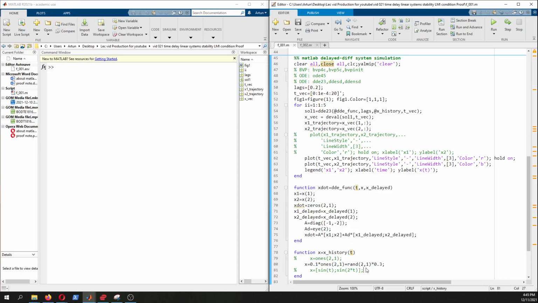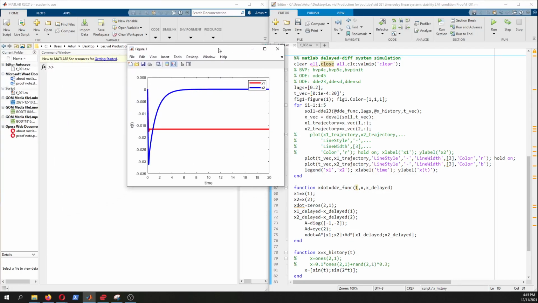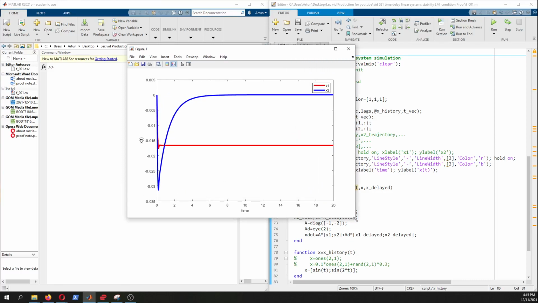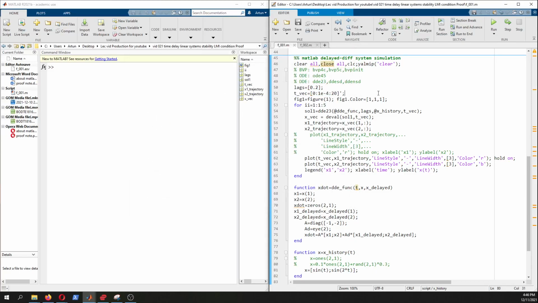Okay, I wanted to explain that. Maybe let's do that 5 times, by the way. Okay, this is it. Again, blue, the x2 state converges to 0, x1 doesn't.